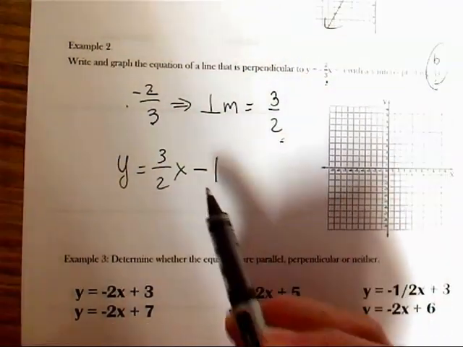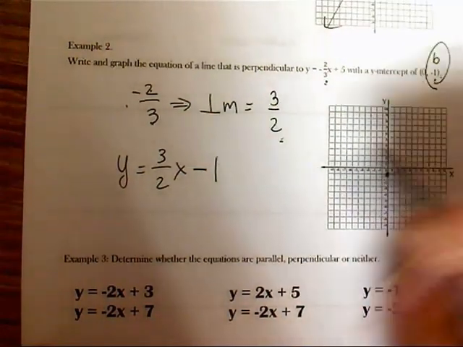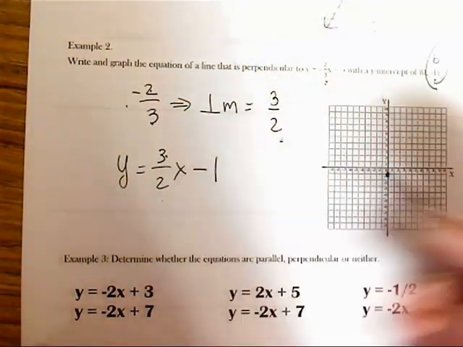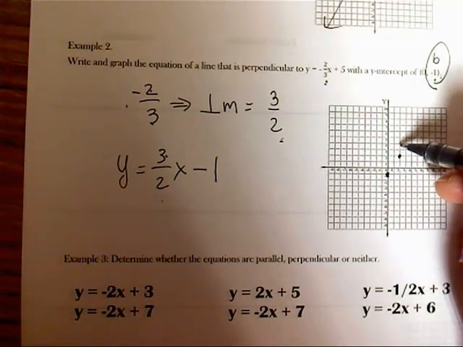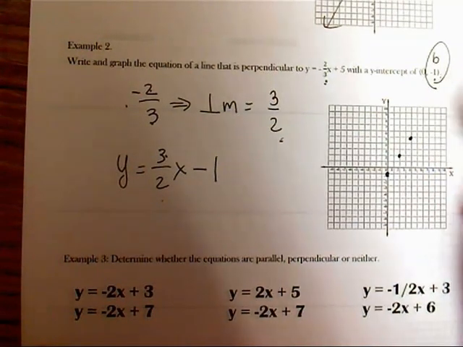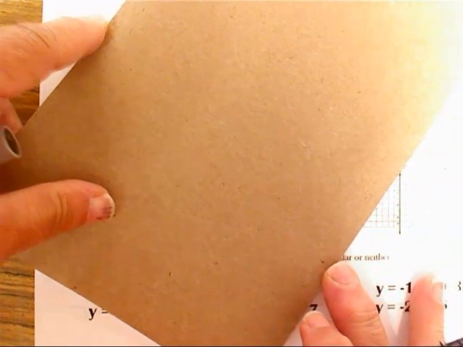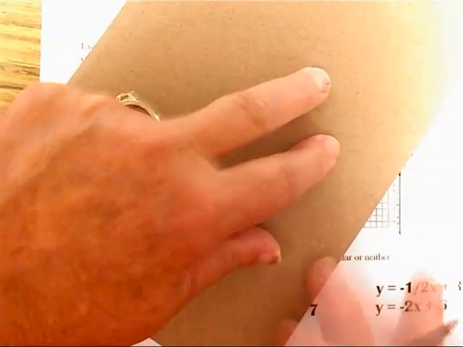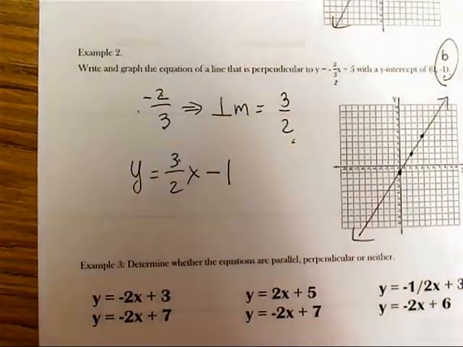All right, and now let's graph it. The y-intercept at negative 1 is here. The slope is up 3 over 2, so up 3 over 2, up 3 over 2, and just draw a nice straight line using a ruler or a handy notebook, whichever you have, some sort of straight edge.